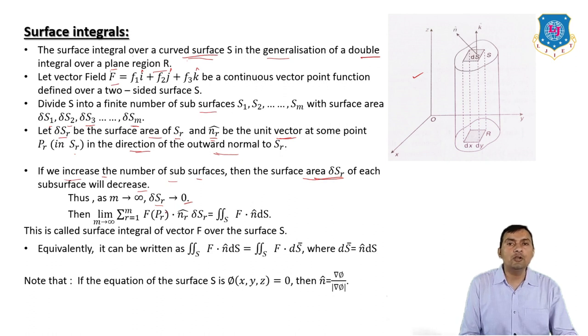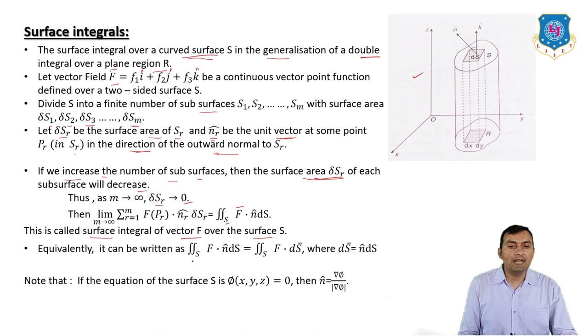Also, we know that integration is nothing but the sum of all the partitions. So we are extending that concept to double integration. So the limit as n tends to infinity of the sum over r from 1 to n of F(P_r) dot n_r cap delta S_r will be the same as the double integration over the surface S of the vector field F(r) dot n cap dS. And this integral is called the surface integral of the vector field F over the surface S.